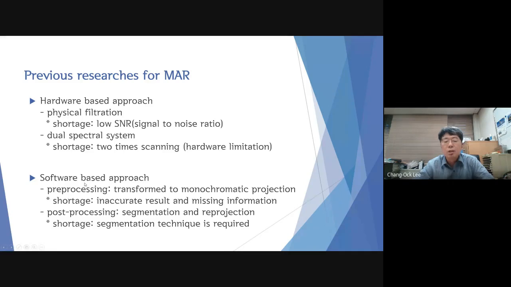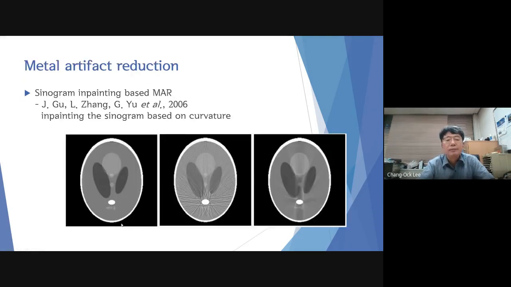Another is the software-based approach. The first one is pre-processing, where we transform the multiple energy data to single energy projection data. It causes inaccurate results and missing information. And finally, we have a post-processing software-based approach, where we use segmentation and reprojections. The disadvantage is that we need very high-level segmentation techniques.